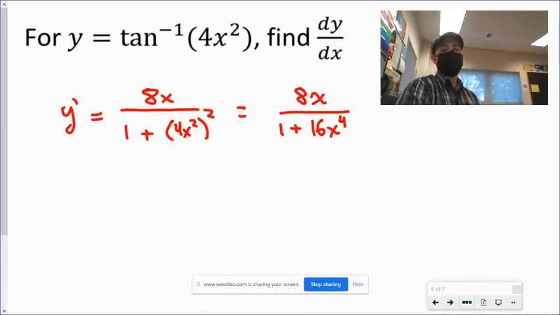I'm tempted to put this on Desmos and graph it, but I think we're going to keep going here. Any questions on this example? Everybody map how it goes to the formula? Okay.